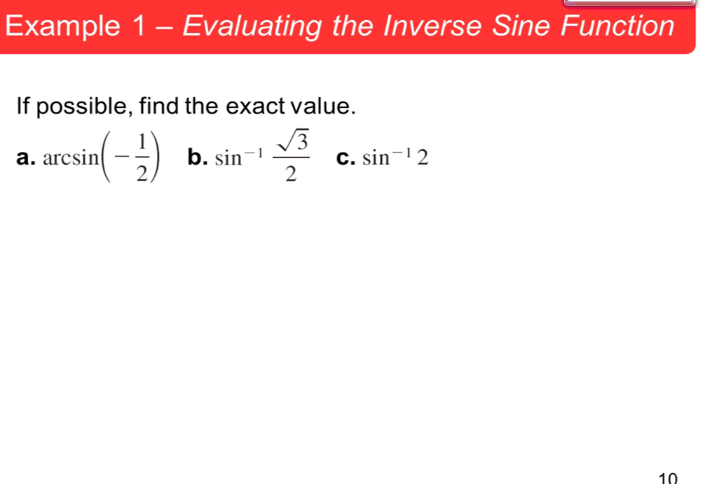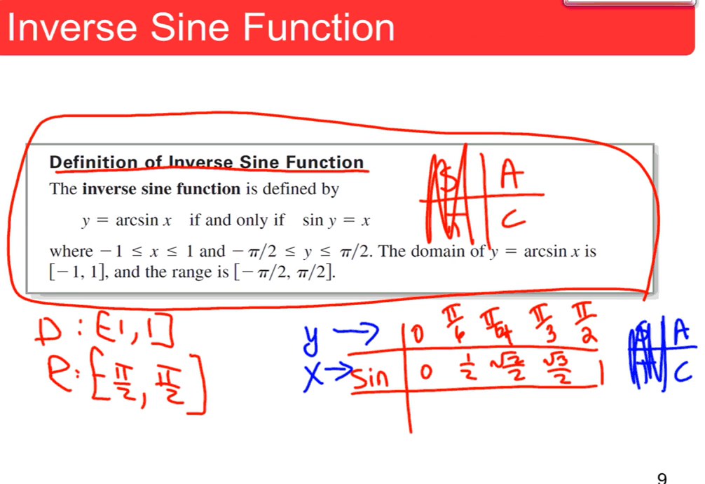So this should be pretty straightforward. The thing we have to remember is what our domain and our range are. Maybe I'll just go back a second. Remember, our domain is from -1 to 1. It's all the values that the sine of an angle takes. So if I try to find the arc sine of something that's not in that domain, I have to say my answer is undefined.